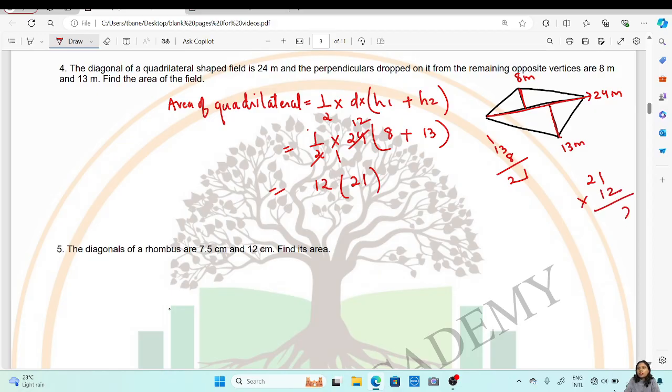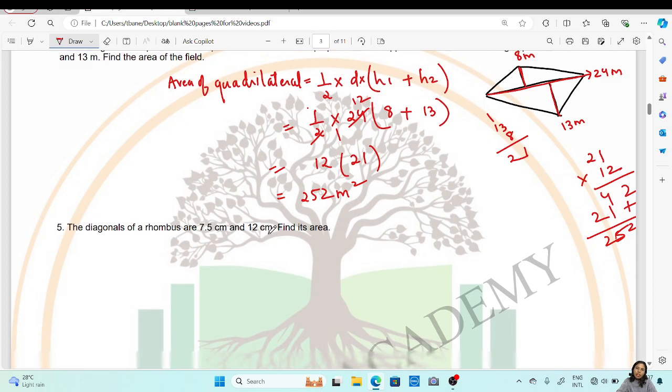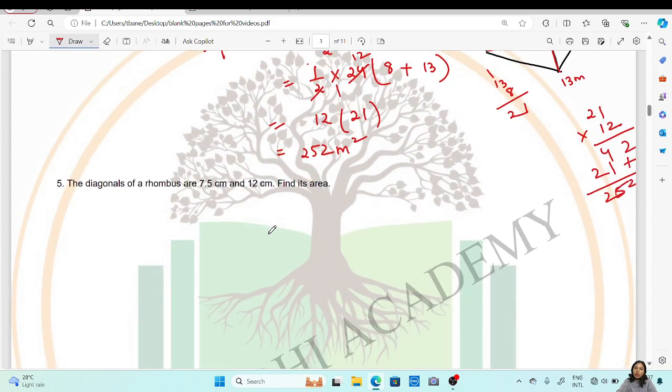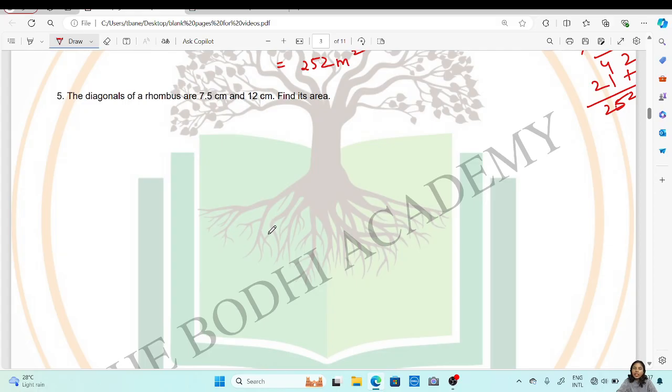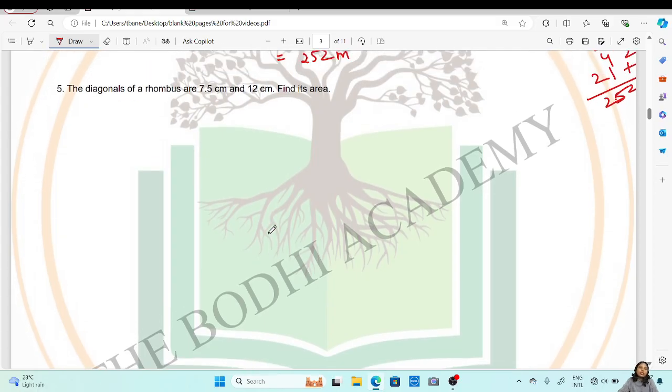So this will be, so our answer is 252 meter square. So that is how, if a quadrilateral is given, we can find the area of that quadrilateral. Now next, let's look at a rhombus.